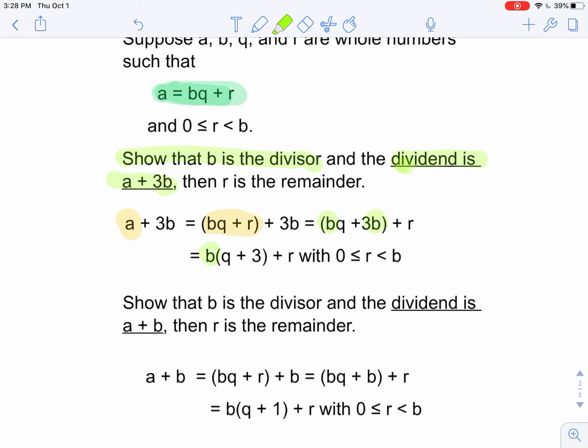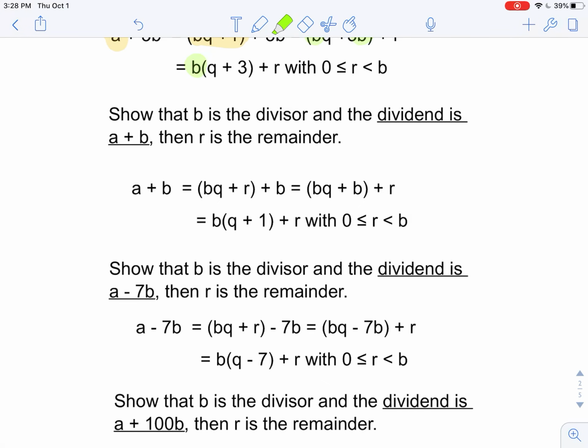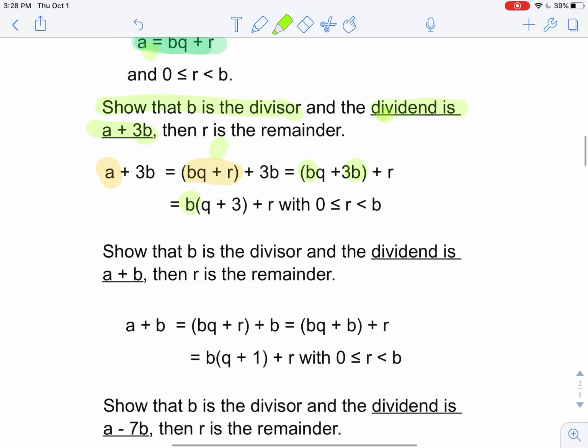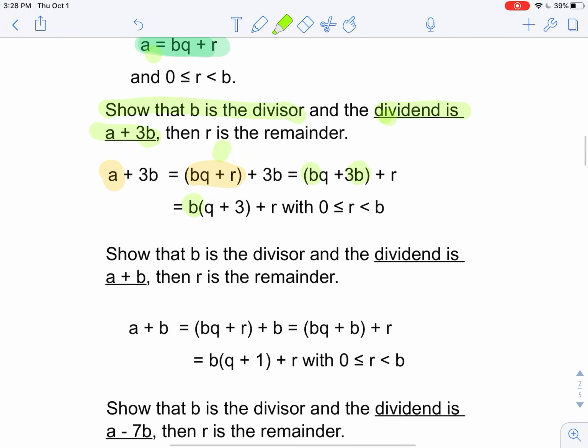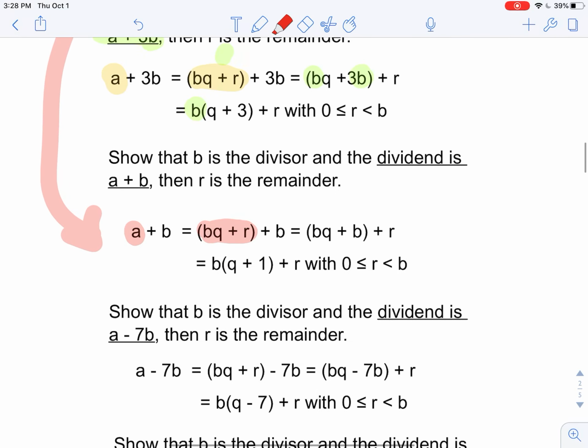See, like so. Because again, I told you a belongs here. Show that b is the divisor and the dividend is a plus b, then r is the remainder. Okay, so again, if I write a plus b on this one, I'm just following this formula up here, right? So I'm replacing on this one, so a plus b is my dividend now. So I'm going to replace a with, I'll change up my colors here so you can see what I'm doing. a is now getting replaced with bq plus r, just like I had up here, right? See, bringing it down here.